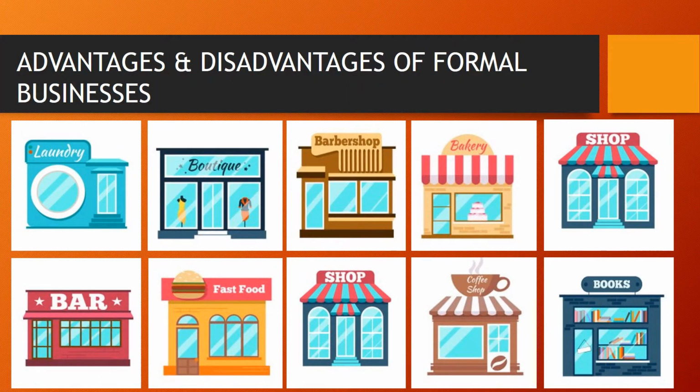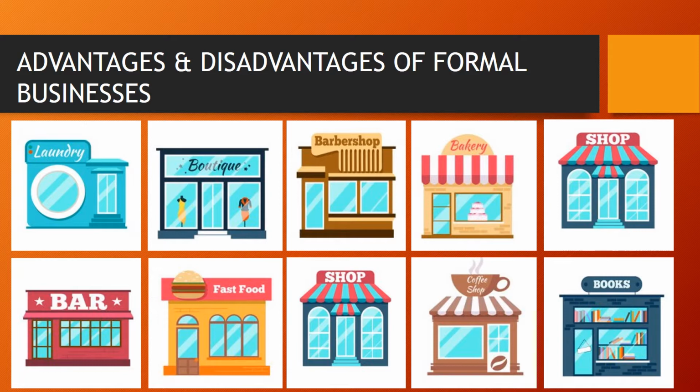Advantages and disadvantages of formal businesses. We'll get started with the advantages. More owners can put more capital together and can share risks involved in business. Workers earn higher wages and a fixed income in the formal sector. More workers can be employed in the formal sector. Formal businesses use more advanced technology and are more productive than informal businesses.